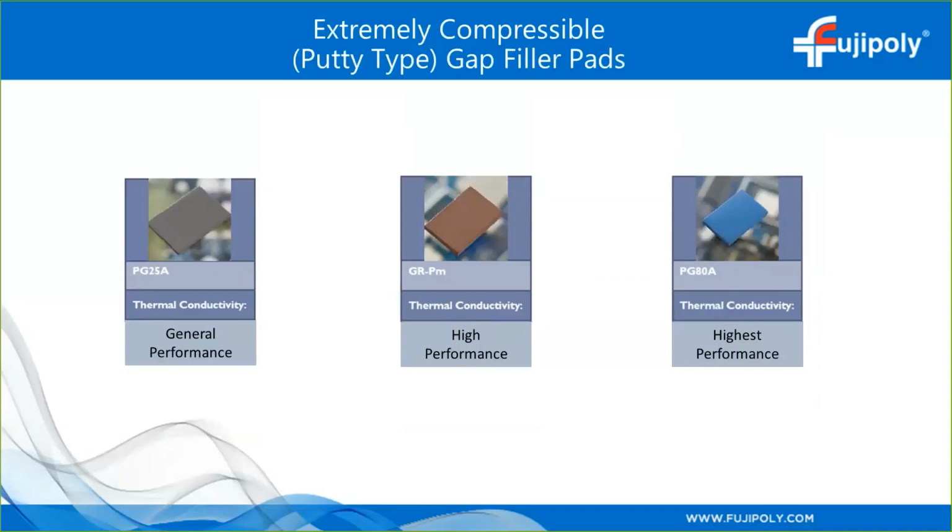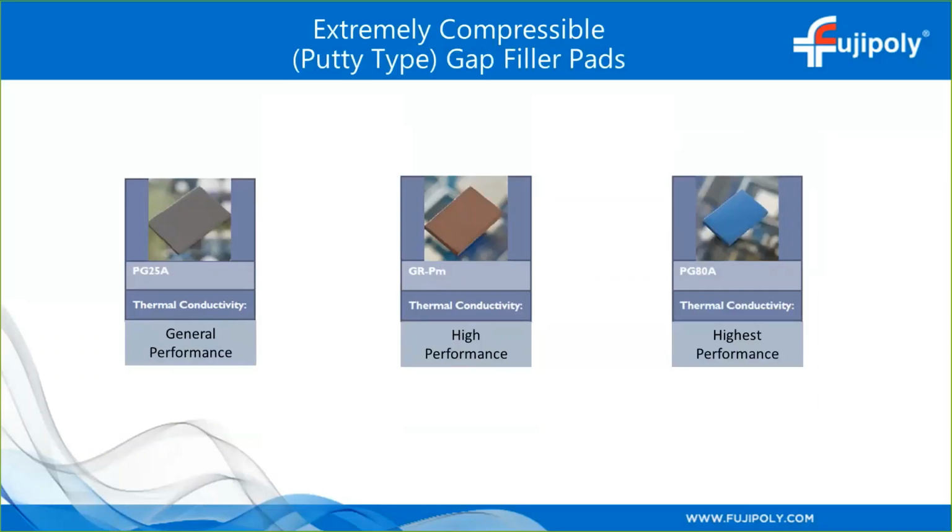So we currently have 3 products in our putty category. First is our PG25A general performance material. It is available in thicknesses of 1 millimeter up to 5 millimeters. This is the softest of our 3 putty type materials and is also our largest mover of the 3 putties by volume. It provides a good combination of thermal performance, low cost, and extremely high compressibility.